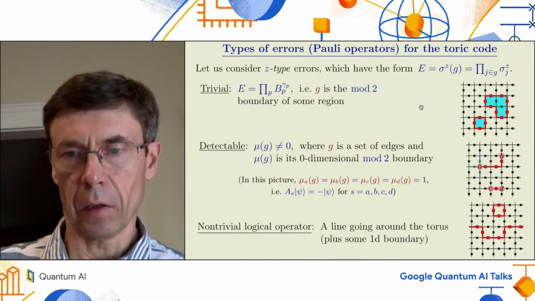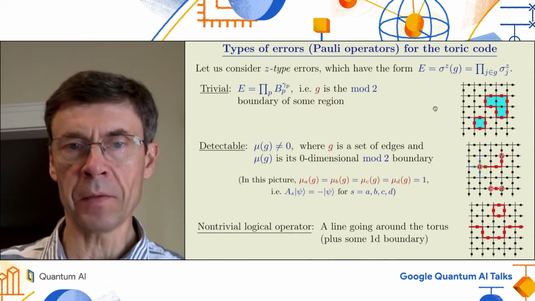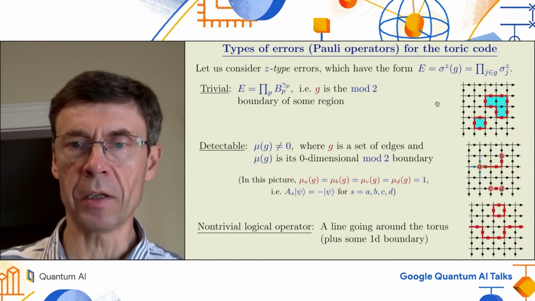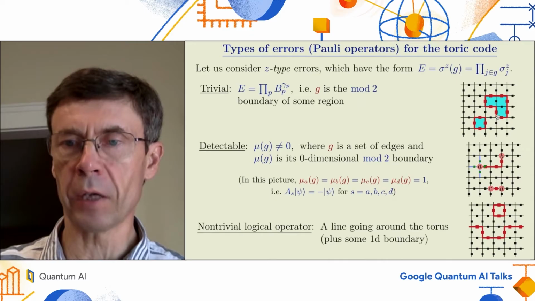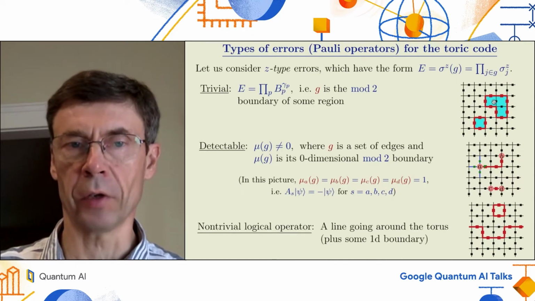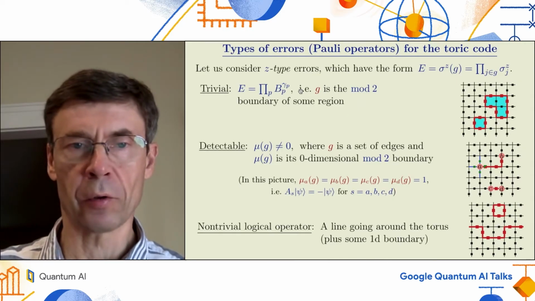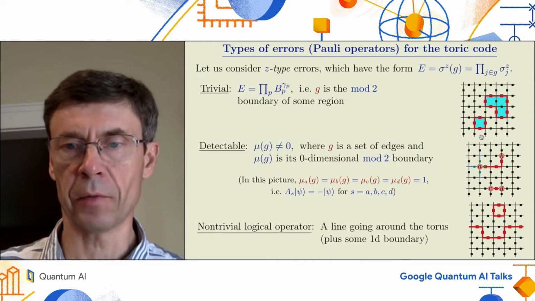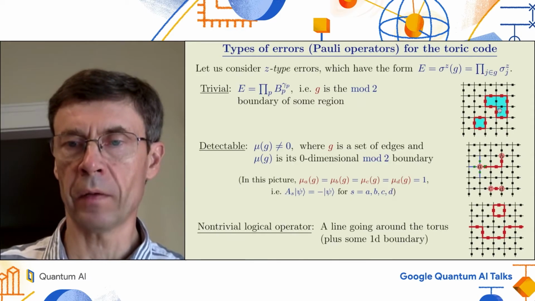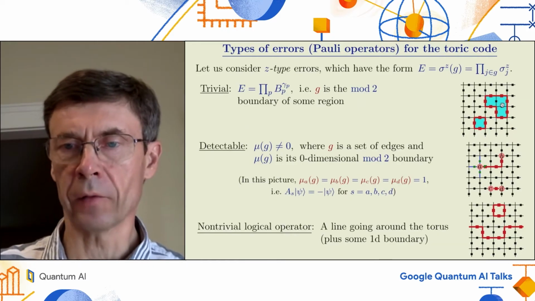A Z2 chain can be of different types. The trivial type is when it is a boundary of a two-dimensional chain or a two-dimensional region, which means it's a product of stabilizer operators. The error is a product of stabilizer operators if it is a boundary, in this case, of this cyan region.